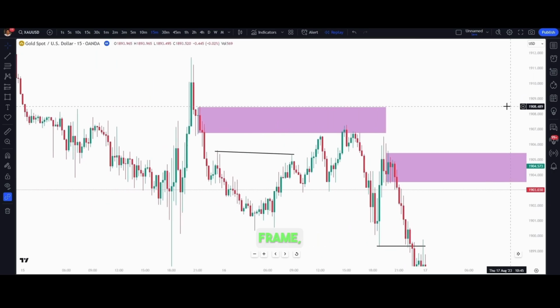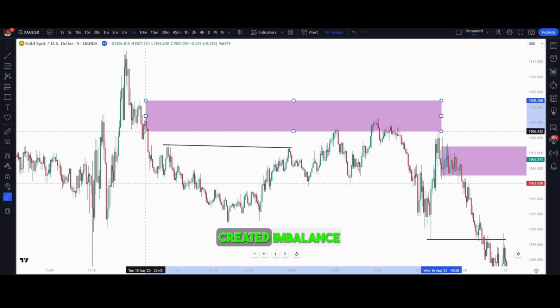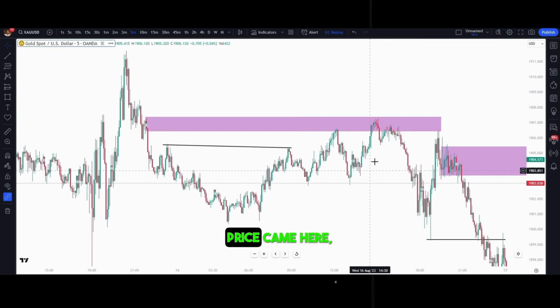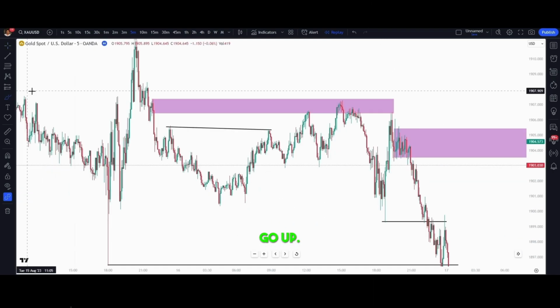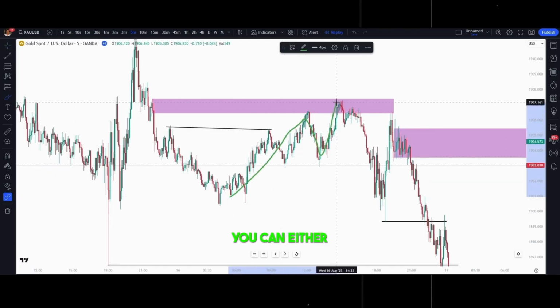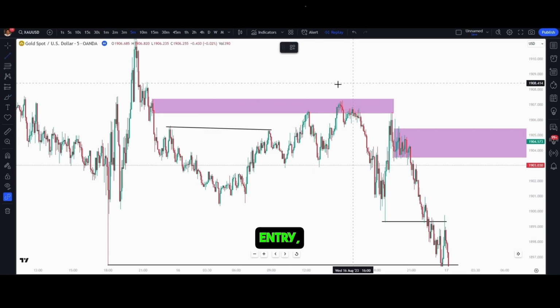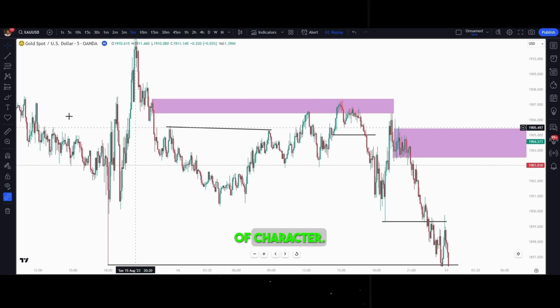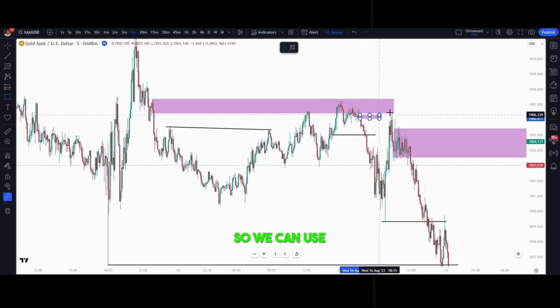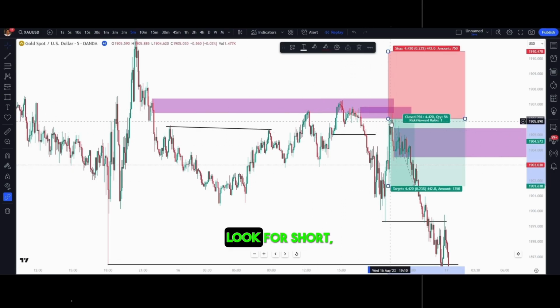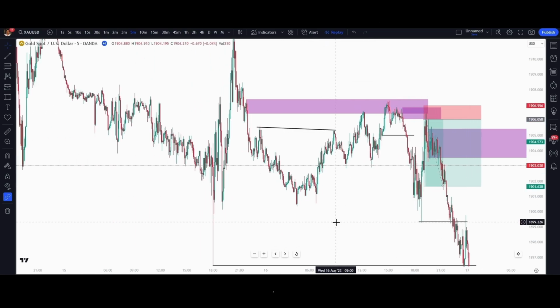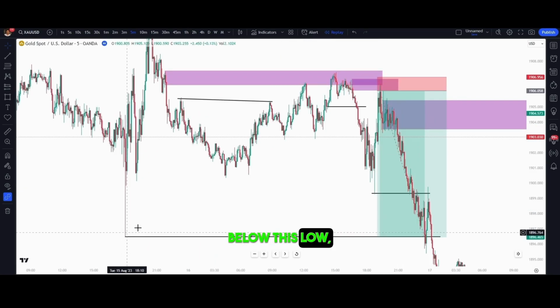If you go to a lower time frame, we can see that this structure created an imbalance over here. This is our order block. Price came here, hit our order block, and then it started to go up. Price comes to our order block. You can either take a direct entry over here or a confirmation entry. For a confirmation entry, this is a change of character. This structure was broken by this order block, so we can use this order block for re-entry. Here we can look for a short, with stop loss, and take profit below this low, 1:10.